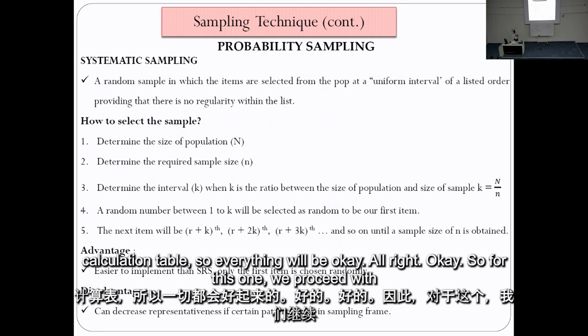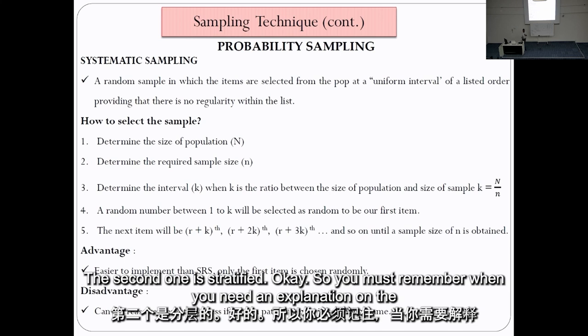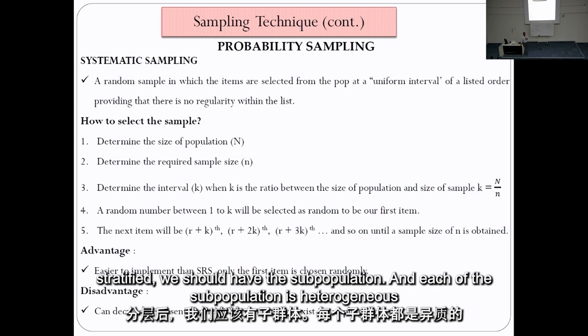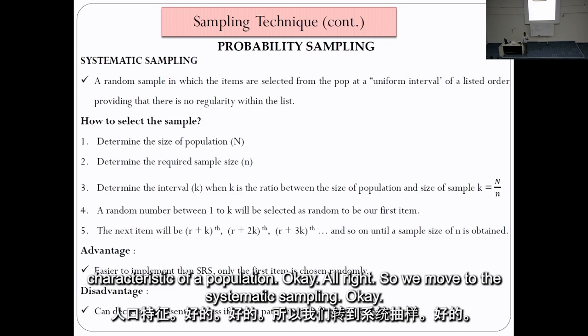So for this one, we proceed with the systematic sampling, the third technique. The first one is simple random sampling. The second one is stratified. You must remember that for stratified, we should have subpopulations. Each subpopulation is heterogeneous between them, but within the same subpopulation, the characteristic is homogeneous.